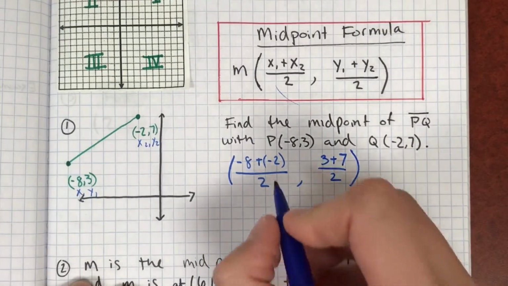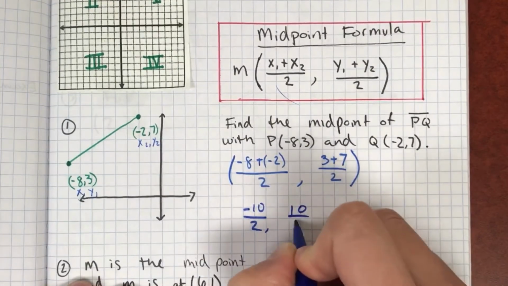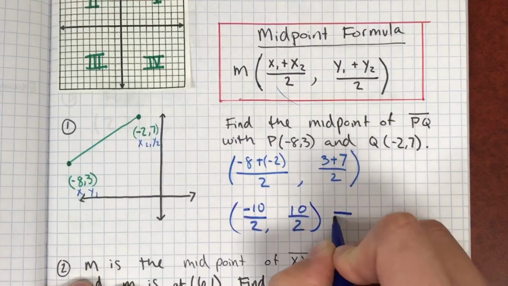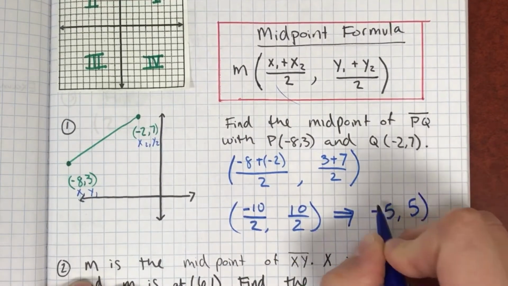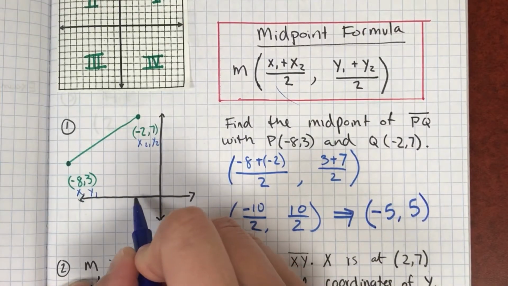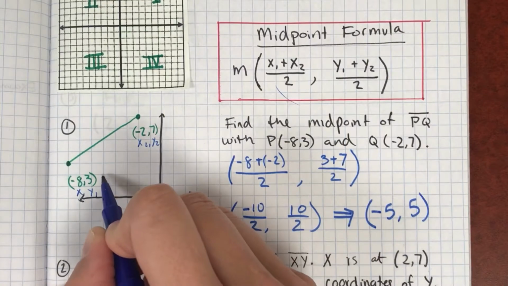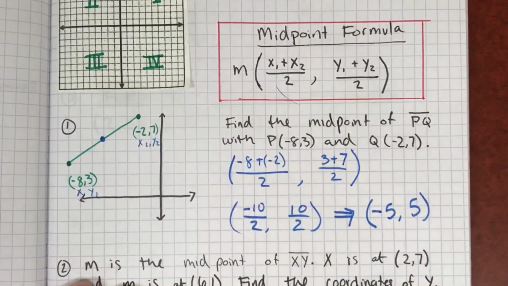So when we simplify that, it would become -10 over 2, comma 10 over 2, which reduces to -5, 5. So the midpoint would be -5, 5. That would be our midpoint.